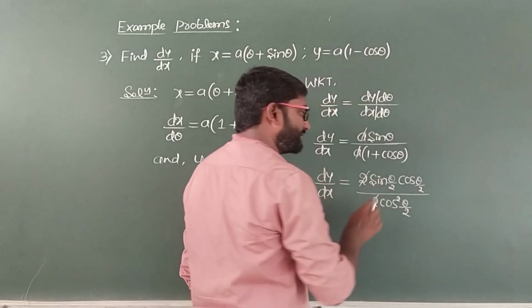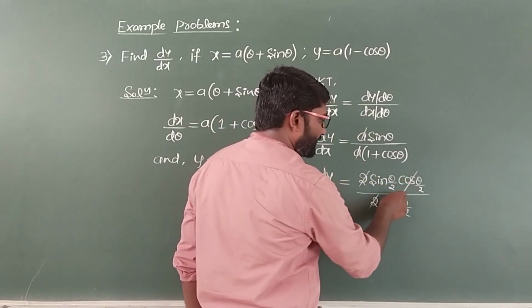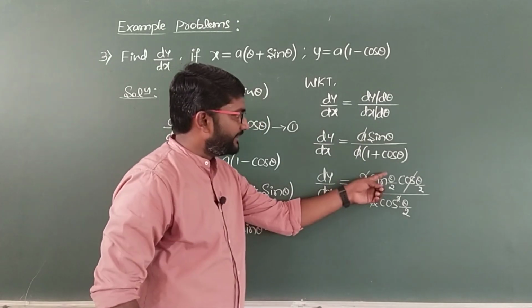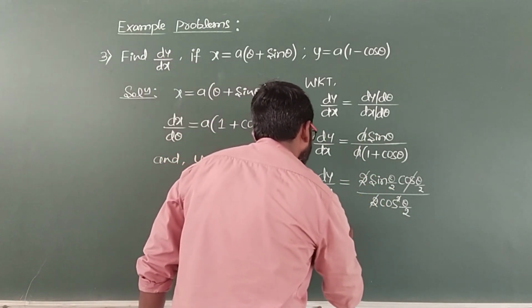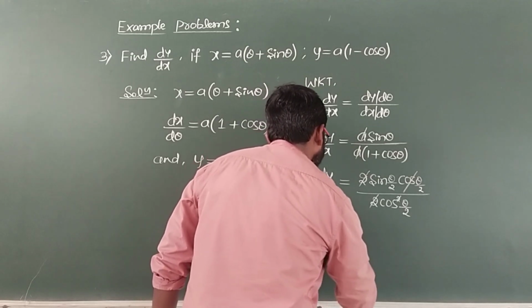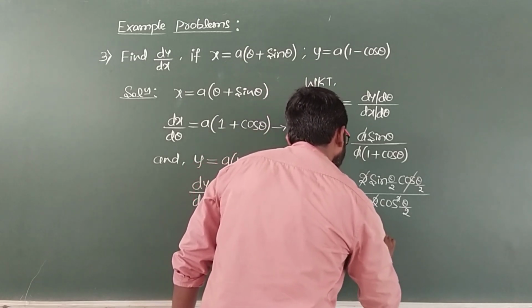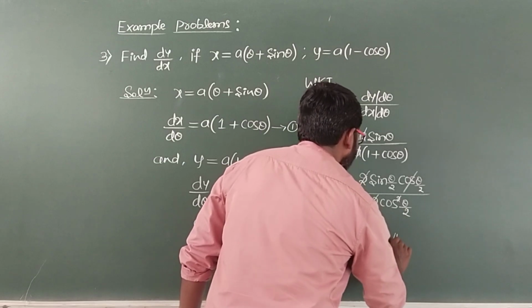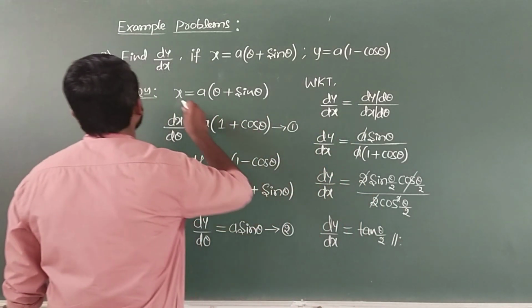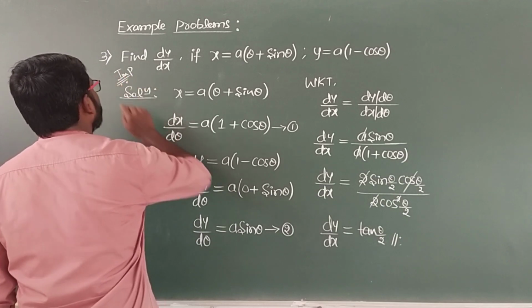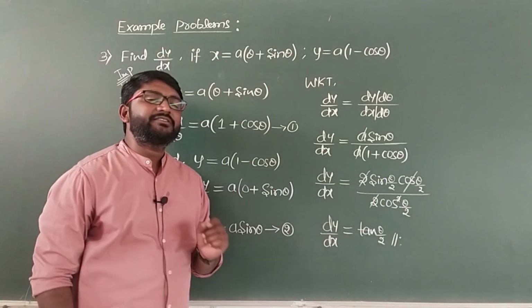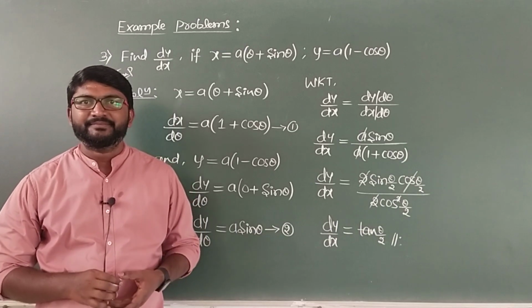2 and 2 get cancelled here. Cos theta by 2 and here 1 cos theta by 2 get cancelled. Sin theta by 2 divided by cos theta by 2 will be tan theta by 2. That is the required answer. It is tan theta by 2. So mark this as important for 3 marks. So on this exercise 5.6, you will definitely get one 3-mark question for the exam.